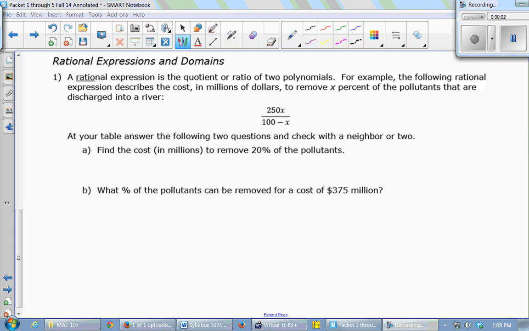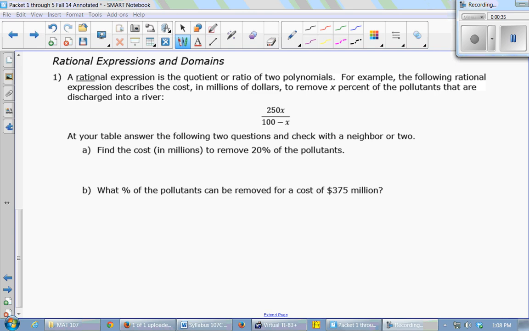All right, a rational expression is the quotient, or a ratio, of two polynomials. The word rational has as its root the word ratio. For example, a rational expression that describes the cost in millions of dollars to remove X% of the pollutants that are discharged into a river is 250X over 100 minus X. It tells you how much it will cost to remove X% of what is there.